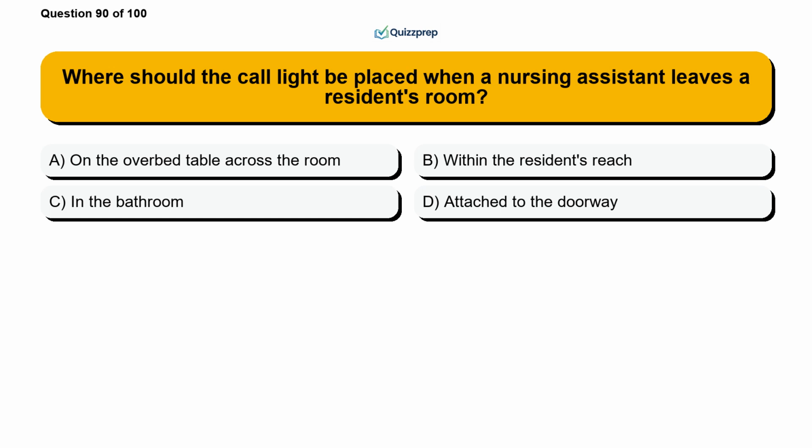Question 90. Where should the call light be placed when a nursing assistant leaves a resident's room? Option A, on the overbed table across the room. Option B, within the resident's reach. Option C, in the bathroom. Option D, attached to the doorway.